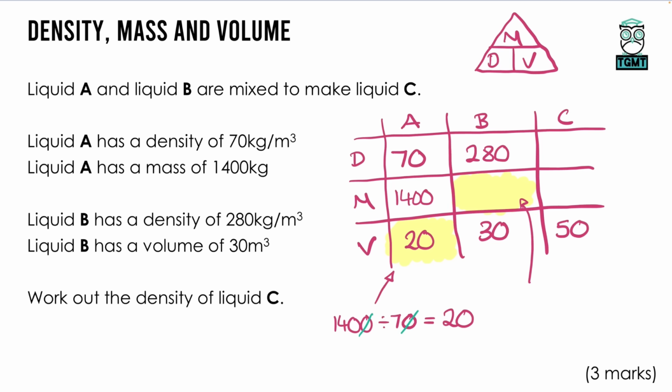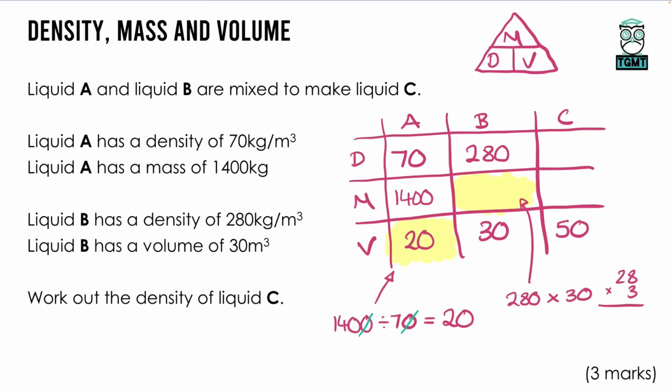Now to find mass, it's density times volume. So for this one here, our density is 280, and we want to times that by our volume of 30. We want to take our time to work that out. You've got quite a lot to work out there, but again, we can do 28 times 3 and add the zeros on. So just to the side, maybe I'll just do 28 multiplied by 3.